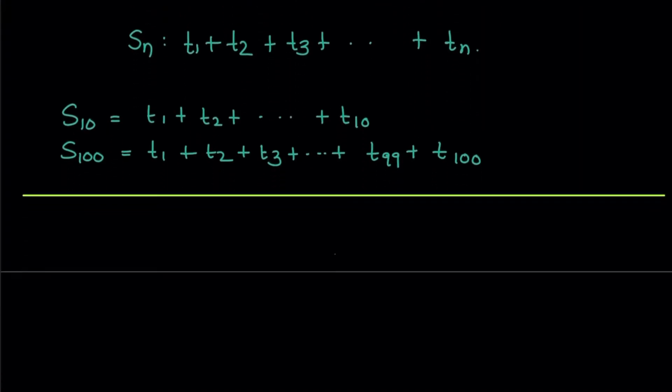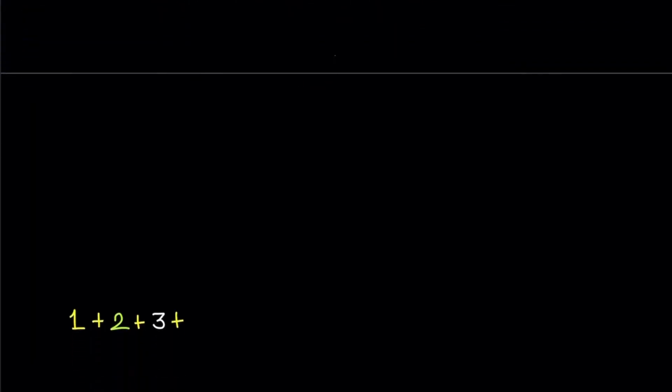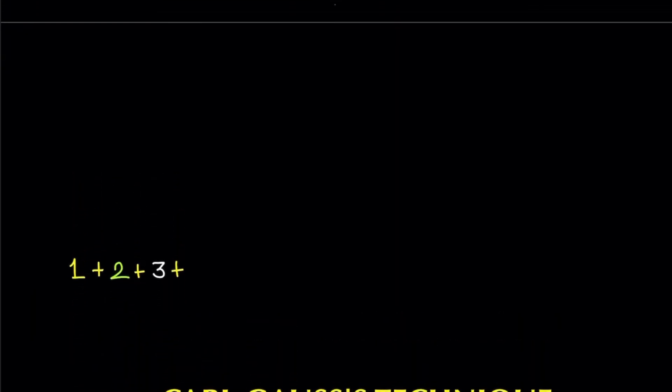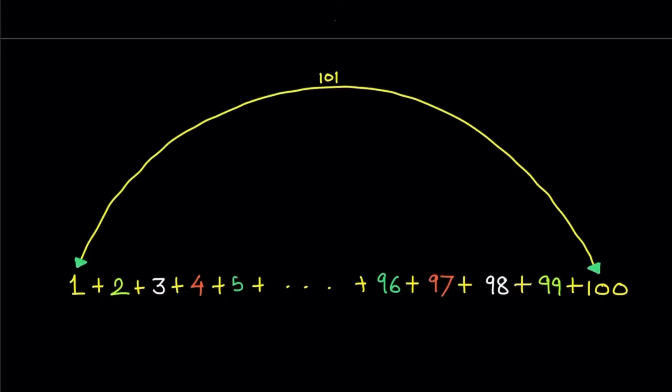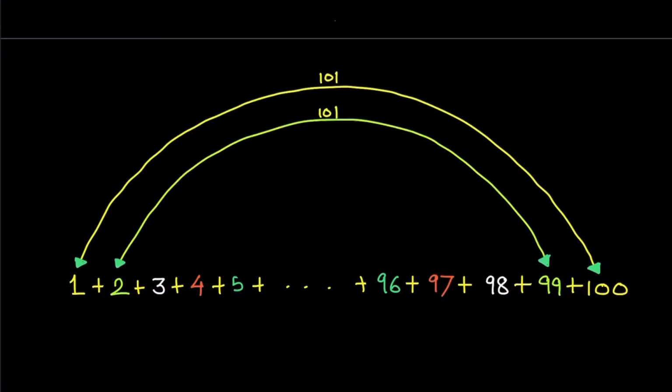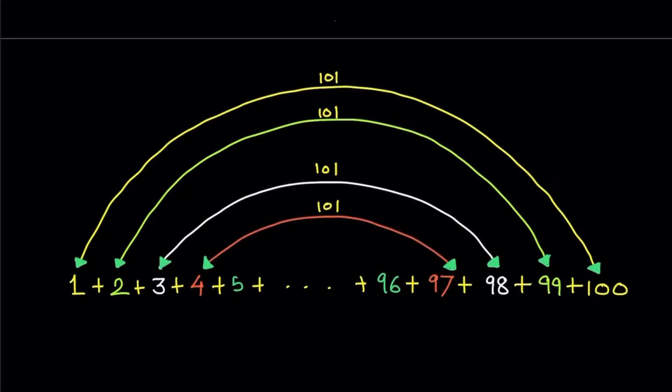Next, consider the sum of 1, 2, 3, 4, 5, 6 up to 100. This is specially Carl Gauss's technique to find the sum. Here 1 plus 100 makes 101, 2 plus 99 makes 101, 3 plus 98 is 101, likewise 4 plus 97, 5 plus 96, then 6 plus 95, then 7 plus 94 and so on. There will be 50 plus 51 as the last pair.